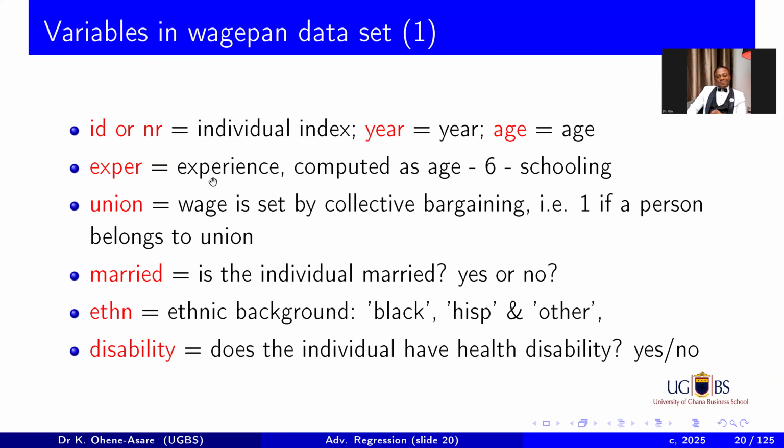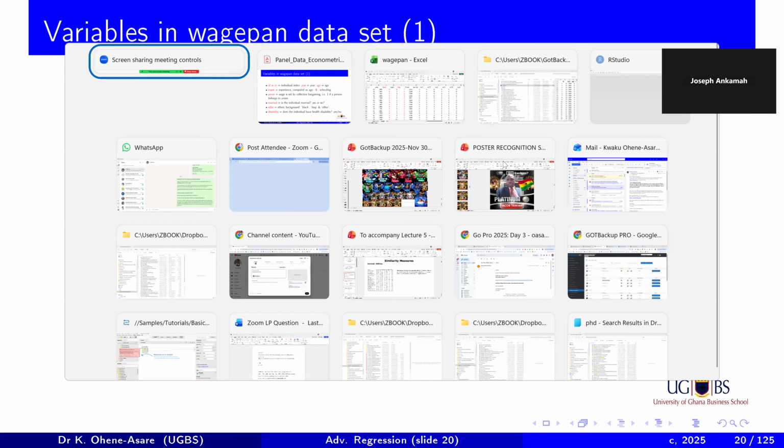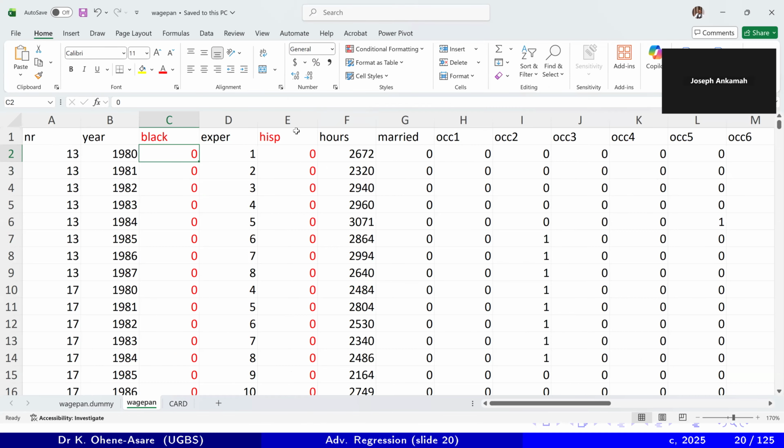So every aspect in your slide has got information about the data. The schooling is completed at age 6. Okay? So that was 6 years of schooling. And that is added. So when you go and look at the Excel, if you look at the experience, schooling.